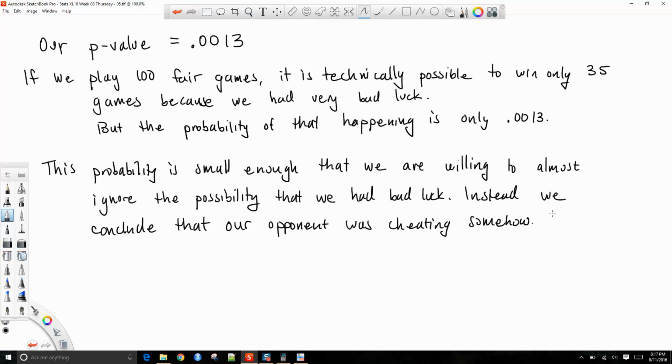So in this case, we're saying, were the reality and the expectation quite different? And we can answer that question kind of objectively with this p-value. We say, well, what's the probability of getting the data that we have if the null hypothesis were true? And if the null hypothesis were true, it is technically possible to get our data, but our data arrives with only a probability of 0.0013.